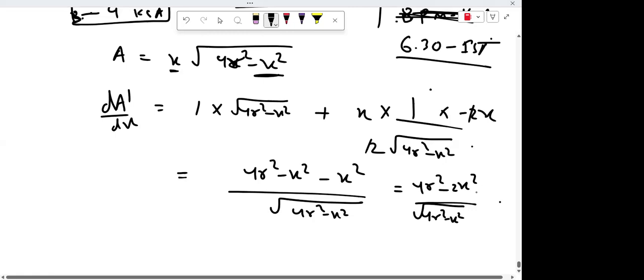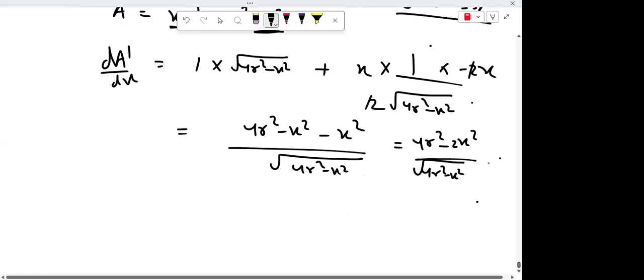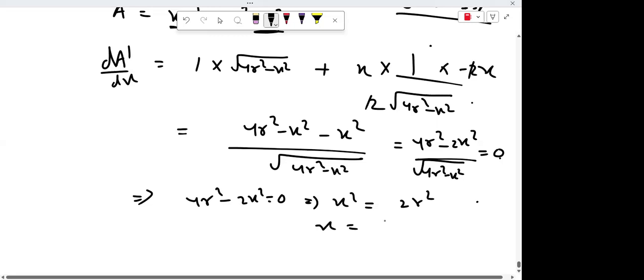Okay, yes or no, everyone? Yes, sir. And when you put this as 0, you get 4r square minus 2x square as 0, or x square is equal to 2r square, and x is equal to plus minus root 2 r. Okay, obviously it cannot be negative, so positive root 2 r.